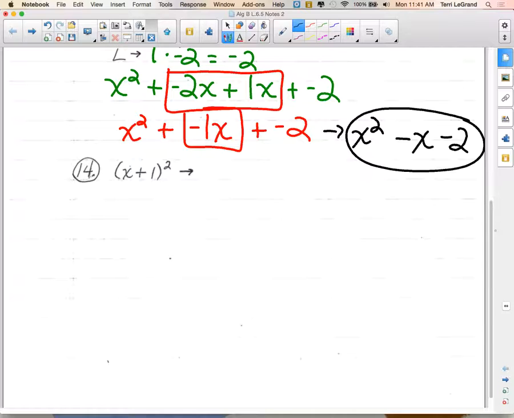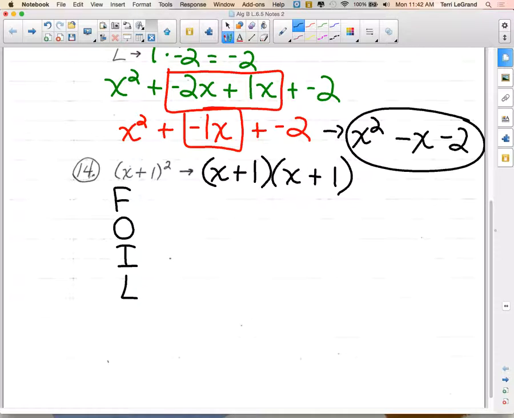Okay, then let's move on. What does x plus 1 in parentheses with a squared outside of it mean? It means x plus 1 times x plus 1. Let's write it that way so that we're going to be able to see our first, outside, inside, last. So we need an F, an O, an I, and an L. We need 4 multiplications.